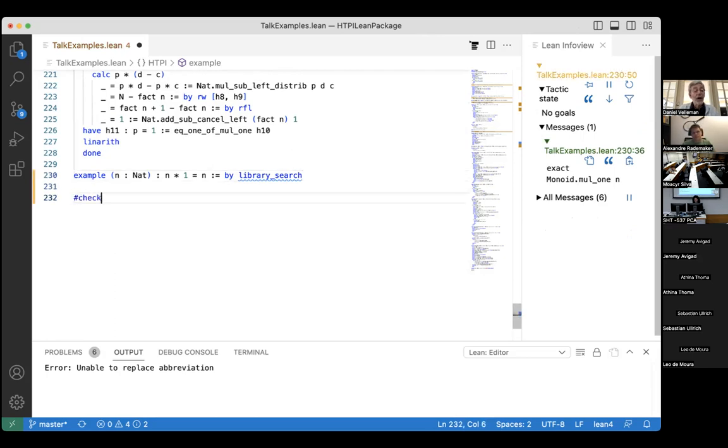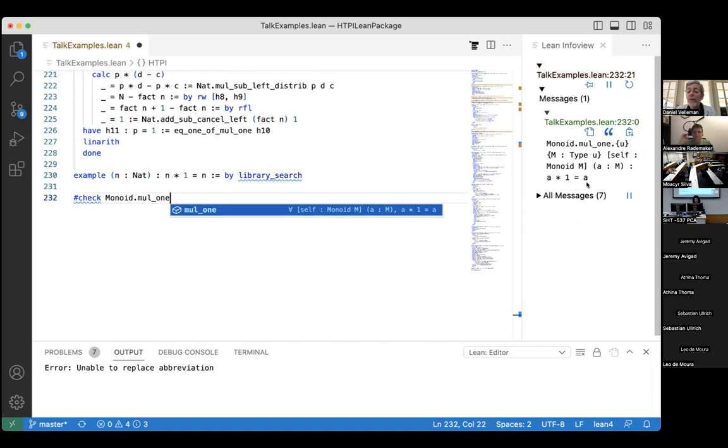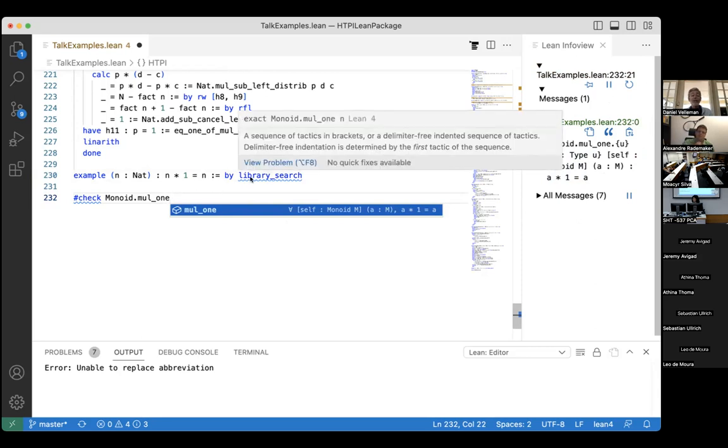And there's also a way of looking up what a theorem says. For beginners, this is probably a little mysterious, but this is what the monoid mul 1 theorem says. There's a bunch of stuff that you can ignore, and it says a times 1 equals a. I'm a little surprised it didn't give me the natural numbers version of this theorem, but at any rate, this library search tactic is one of the ways of searching for theorems in the library.